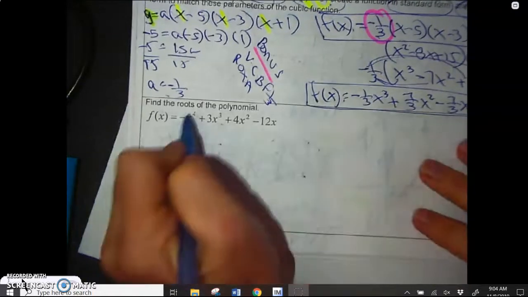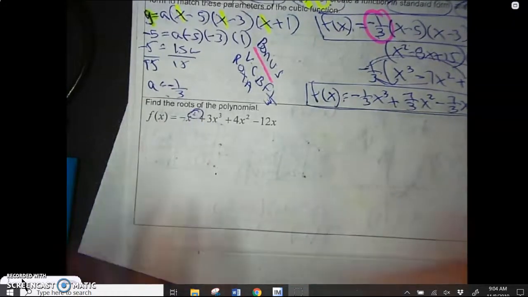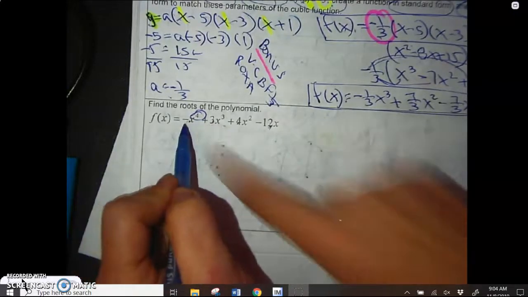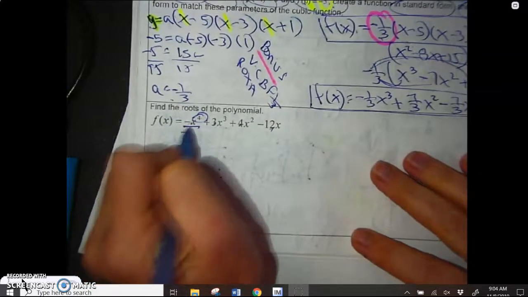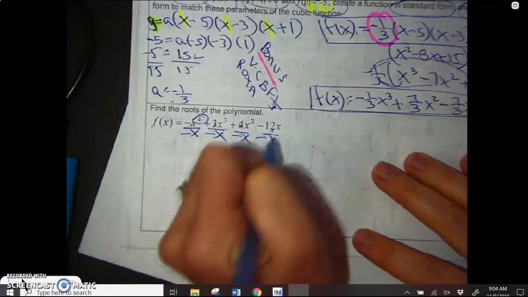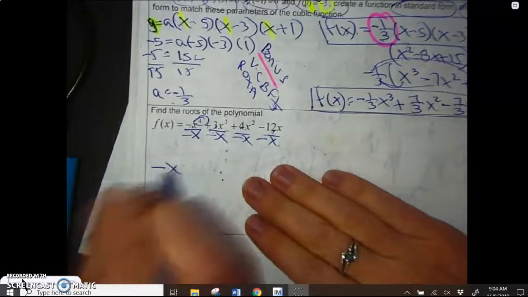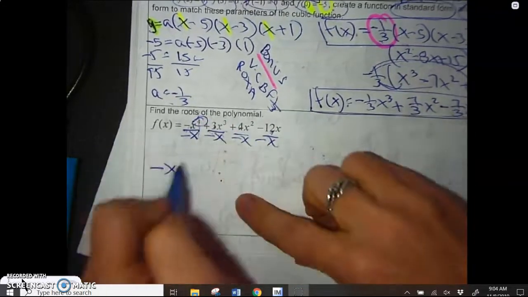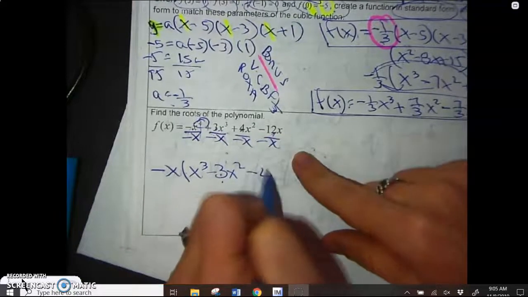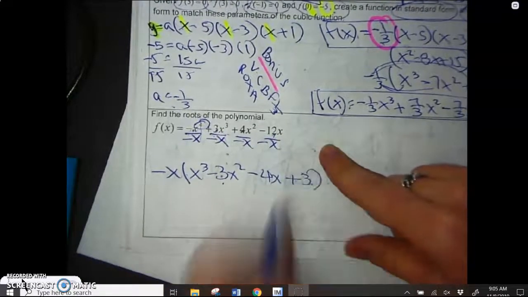So I know I'm going to have 4 roots, so I should have 4 answers. I notice they all have an x. And I don't like there being a negative in front, so honestly I'm going to divide by negative x, divide by negative x, divide by negative x, divide by negative x. I'm obviously not dividing by it, it just helps me for looking. Then I'm left with x cubed minus 3x squared minus 4x plus 3.